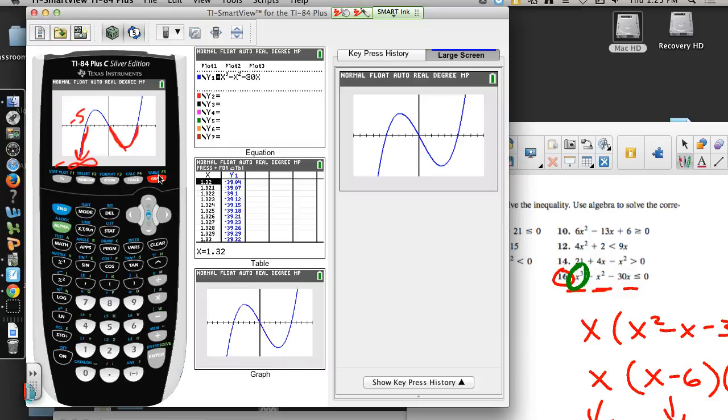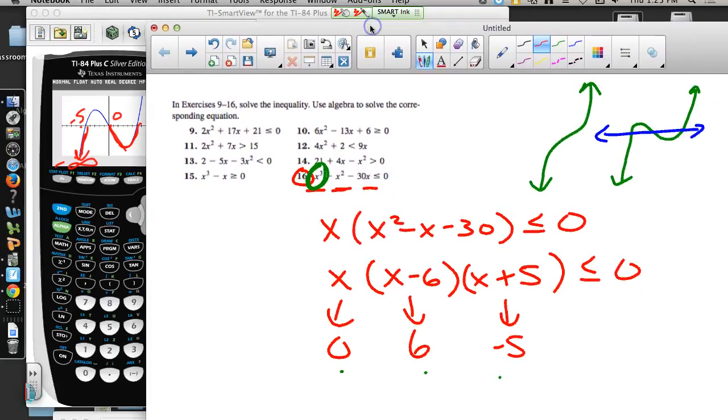And then over here, this is 0 at 0 and 6. So we can see our interval is going to have to go from negative infinity to negative 5, and because it has the equals bar, we can include the negative 5. And from 0 to 6, and again, it has the equals bar, so we can include those pieces.